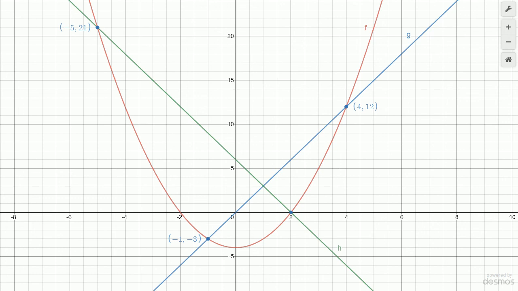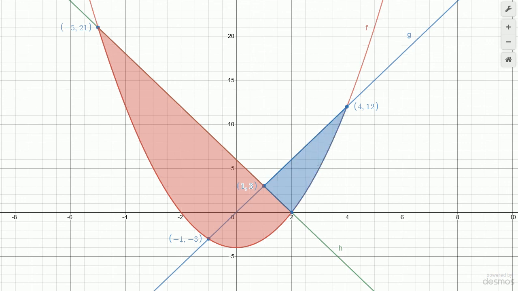And finally, we have one other intersection point at (1, 3). So we need to calculate the area enclosed by these three functions. What if we just calculate the area bounded by these functions like this? It may look simple and clean to do it this way, but there may be an issue if we attempt to split up the total area like this.